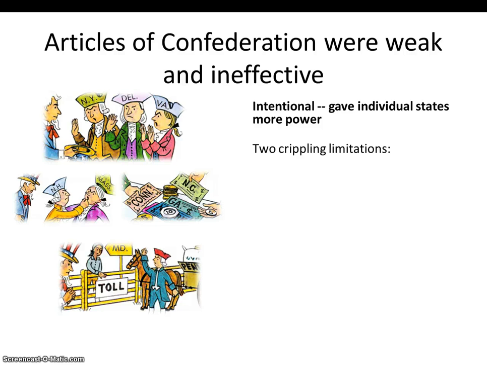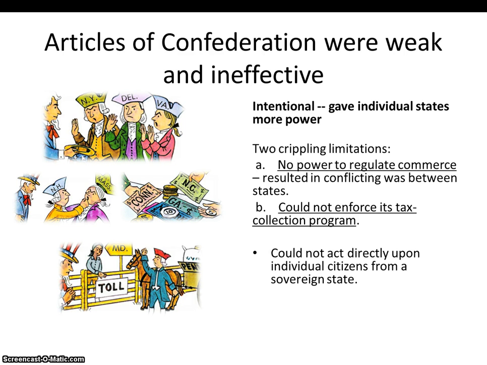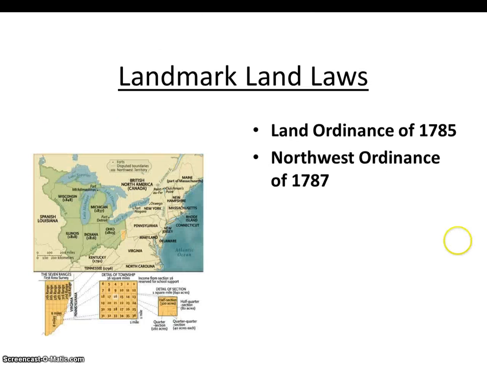But there were two very difficult limitations to this. One, there was no power to regulate commerce, and actually conflict was developing between the states. In fact, you could have different currencies between states. There were toll roads, etc. And you would tax each other's goods from state to state, and they couldn't force a tax collection system. So America had this big debt, but couldn't pay it back because they couldn't tax its citizens. And they could not act directly upon individual citizens of a sovereign state. And this was susceptible to revolutionary challenges, people taking up arms against their government.